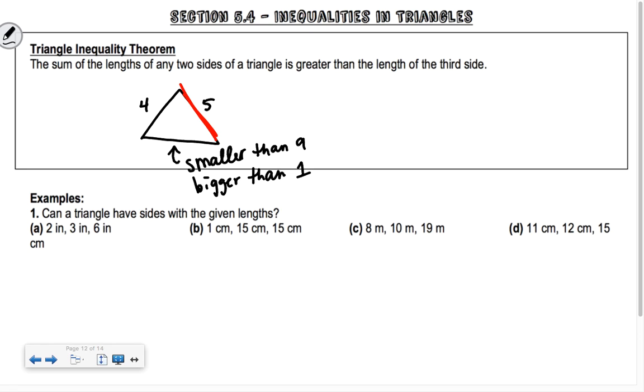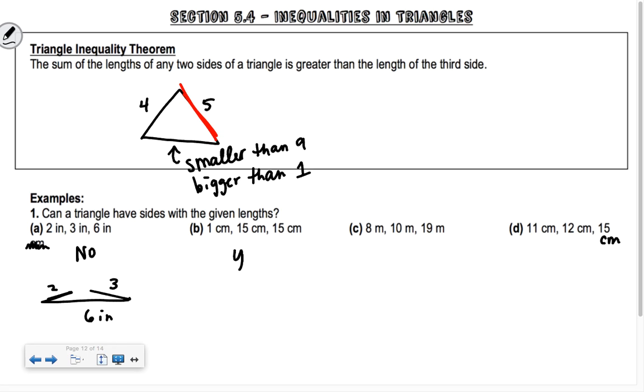So it says, can a triangle have sides with the given lengths? So can I have 2 inches, 3 inches, and 6 inches? No. Imagine having the 6 inches on the bottom. If I have one that's 2 and I have one that's 3, it's not going to be long enough to make them meet to create that triangle. They're not going to be touching, right? So this is no. How about 1 centimeter, 15 and 15?